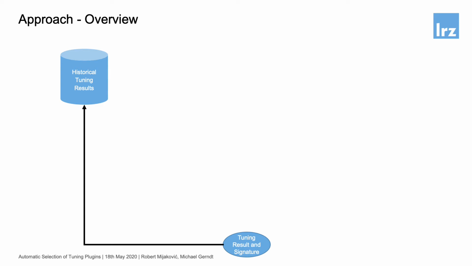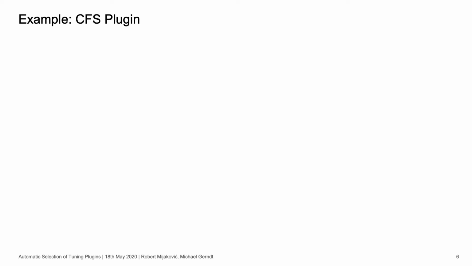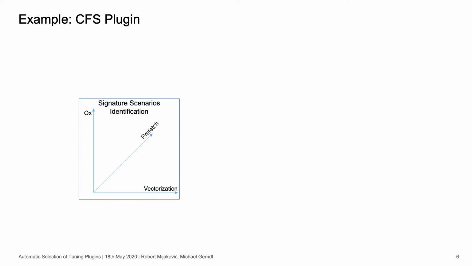To better understand the approach from the previous slide, I will now give a little example with the CFS plugin. First, we start with the identification of signature scenarios. In this example, the user has decided to tune compiler flags with only three flags, each with several possible values. This results in the given search space. The signature scenario identification now finds out that 4 scenarios from the complete space are sufficient to well predict the tuning potential of an application.